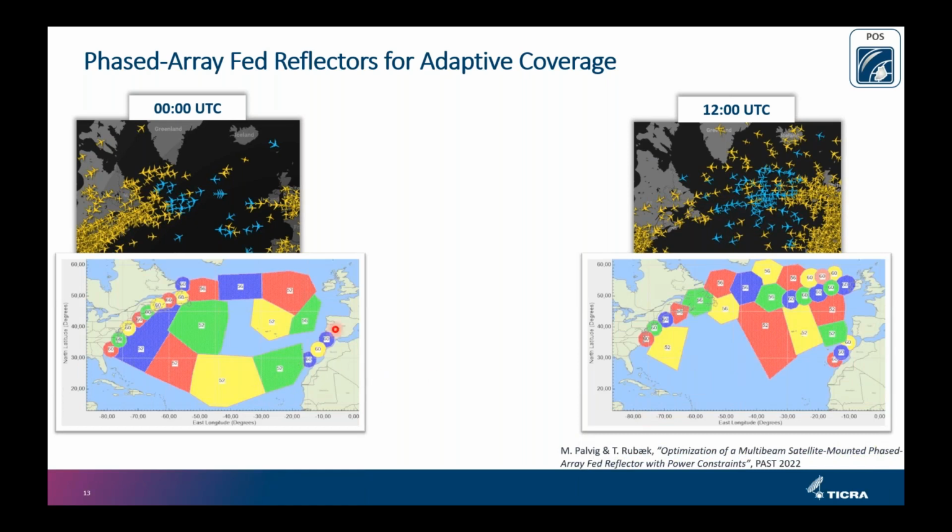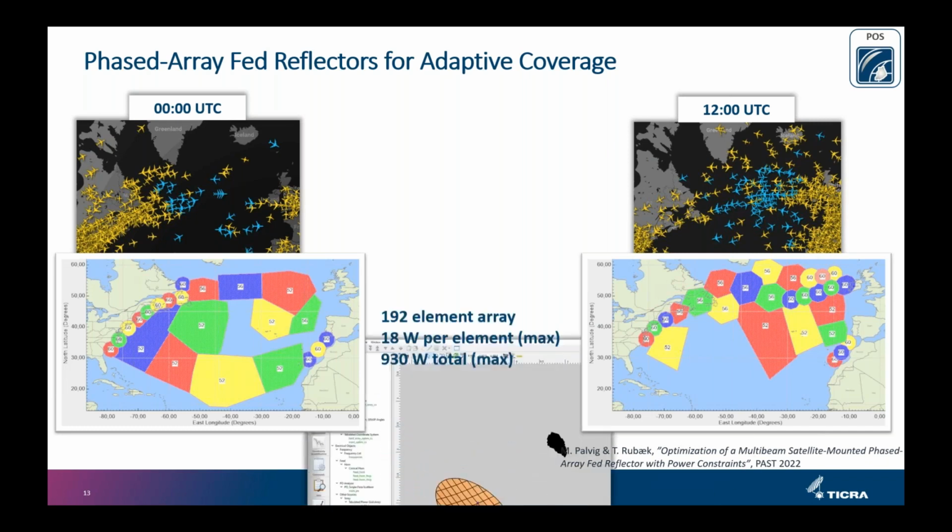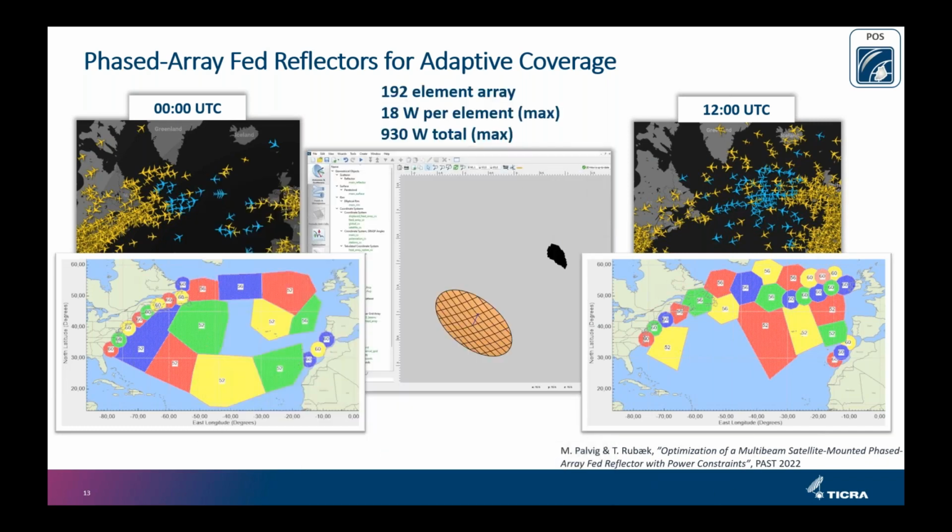So what you want is an antenna that at one time of day can have a coverage like this, where you have a lot of capacity along the east coast of the US, and then later in the day you will change it to something like this, where you have more capacity up here, where you have a lot of flights going from Europe towards the US. So you can do this by simply putting in an array like this. So this is an array fed reflector.